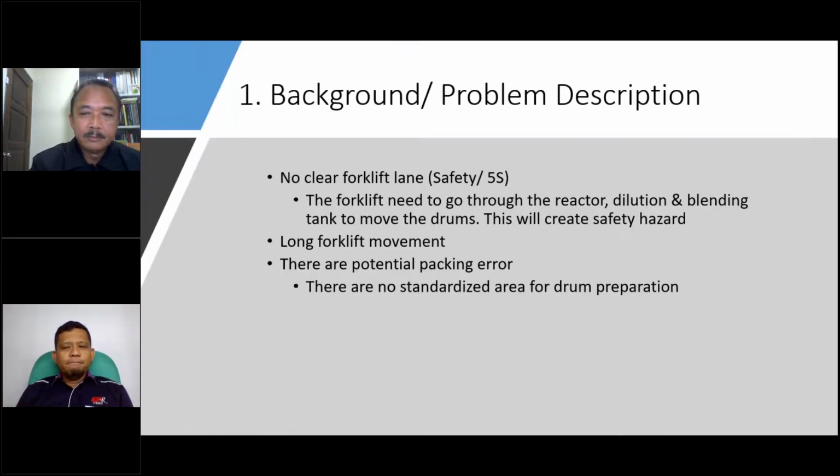First of all, the process is basically they have a reactor, and then after the chemical completes the reaction, they have to dilute it. And then they do the blending. After blending, the product is going to be pumped into the drum. So the forklift actually has to move near the reactor. The forklift also has to go to the dilution and blending to move the drum. When I entered this plant, I saw there's a forklift near the reactor.